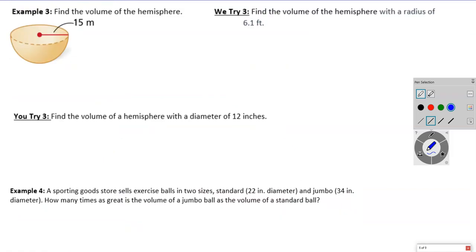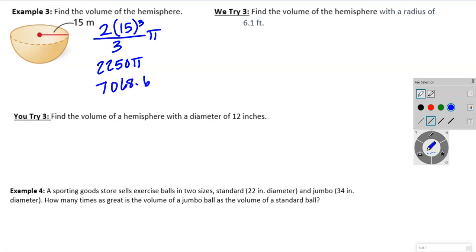Okay, so the next one says find the volume of the hemisphere. Now think, hemisphere is half a sphere, right? So what's half of 4? 2, you got it. So when we do this, we're going to do 2 times our 15 cubed divided by 3 pi. So go ahead and do that in your calculator. When I did that, I got 2250 pi. And then when I multiply that by pi, I got 7,068.6 meters cubed. Okay? So pause the video, do the next 2.